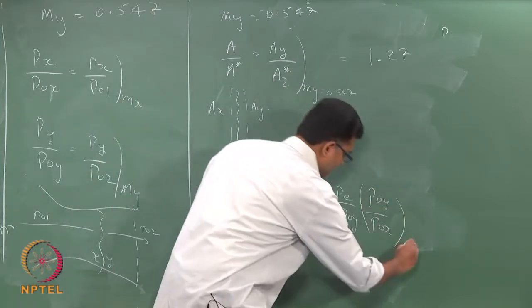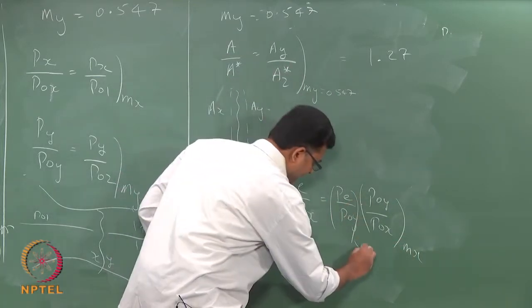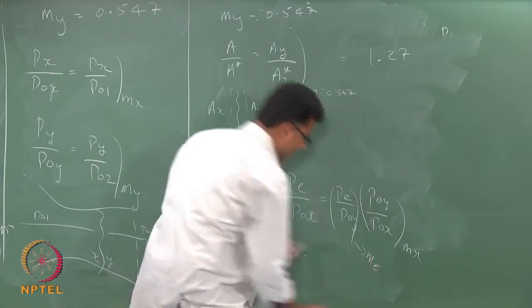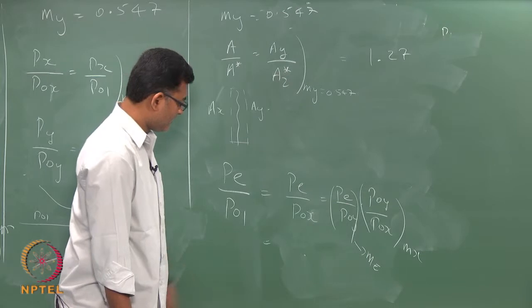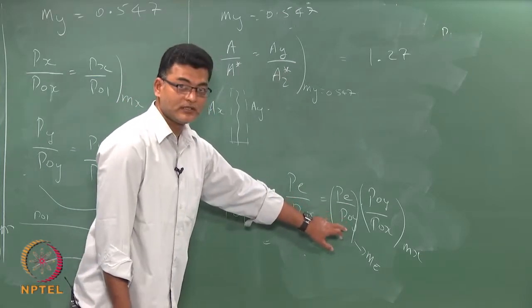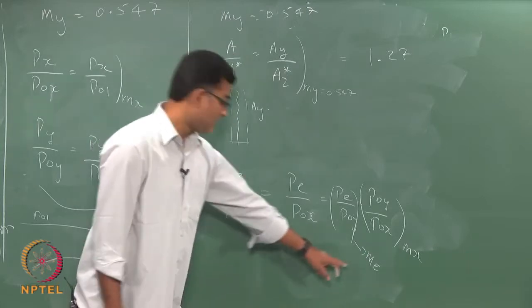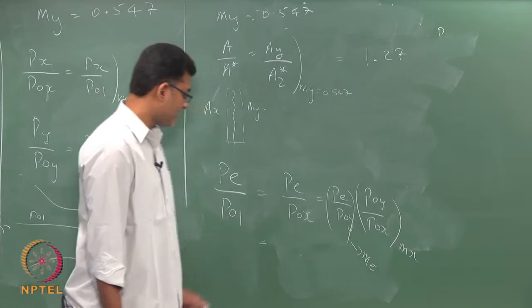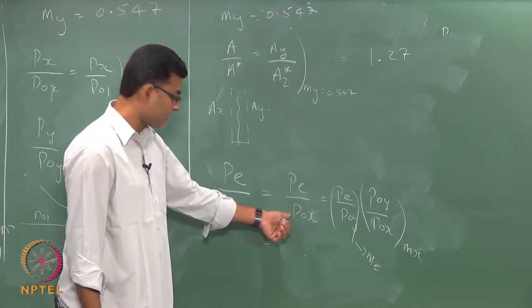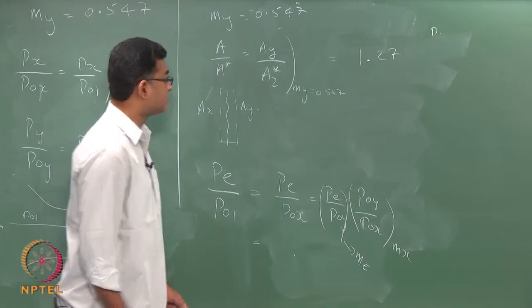This is associated with my Mx. This is associated with my M exit, if there is a shock and if there is a pressure here. So I need to find my M exit. If I know my M exit, I can find this ratio, and that multiplied by this should give me the pressure ratio.